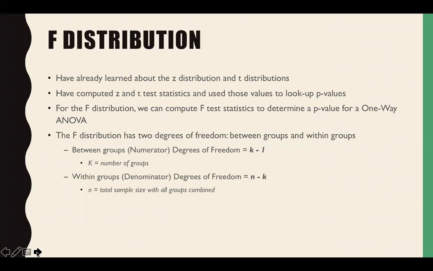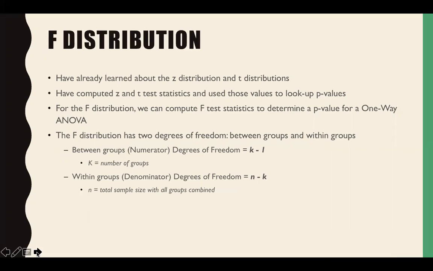So for one-way ANOVA, we use the F distribution. You have already learned about the Z and the T distribution and how you compute test statistics and look up those test statistics to find p-values. So we do the same thing for one-way ANOVA using the F distribution. We'll compute F test statistics and then determine a p-value for our one-way ANOVA.